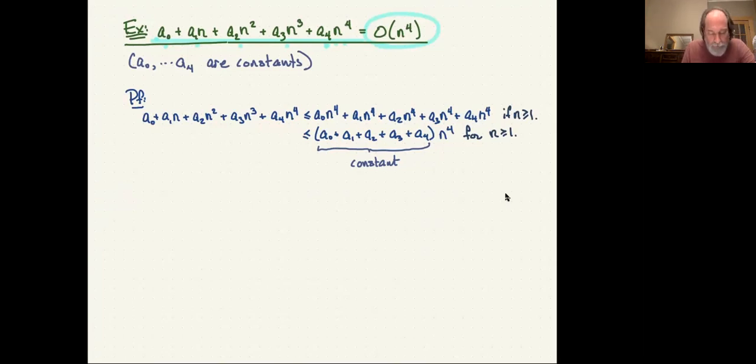The proof is pretty trivial. Okay, this thing is at most this thing, right? As long as n is at least 1, a0 is no bigger than a0 times n to the 4. a1 times n is no bigger than a1 times n to the 4, etc. Okay, and then I can just take all the constants out front, right? Collect like terms. The sum of all the constants times n to the 4. N to the 4 is an upper bound. Okay, and this fits our definition of being big O of n to the 4, right? Because this sum is a constant.